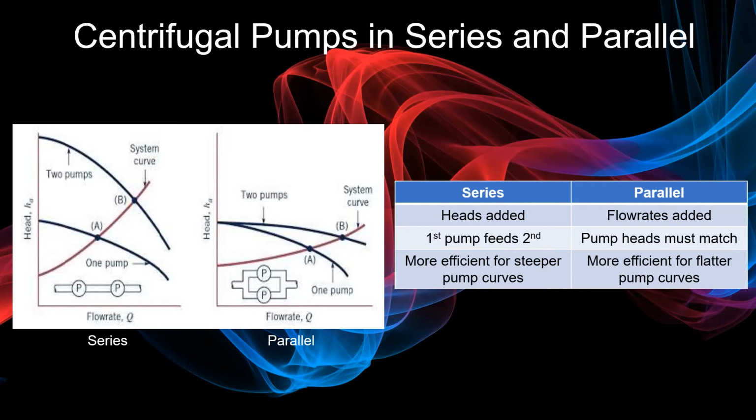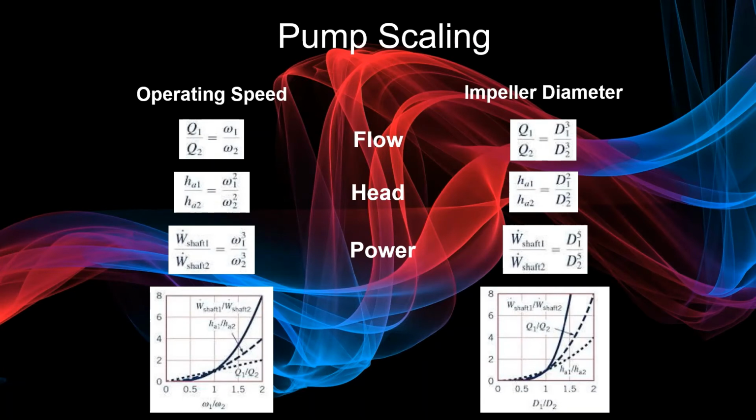In series, your pump heads add so that the overall discharge pressure is higher. Arranging your pumps in parallel adds the fluid to the pumps together, so the fluid flows out of the system at a faster rate. We're not done yet.